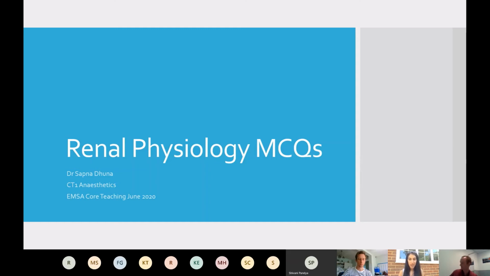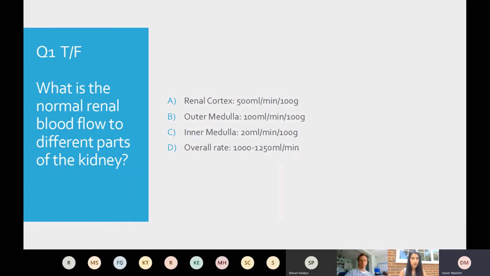Sorry, guys. Hi, I'm Sapna. I'm one of the CT1s in anaesthetics, and I've just got a quick quiz here on some renal physiology. I got some of these questions from primary FRCA books, so they're a combination of true false questions and some single best answer ones. The first couple are just on anatomy, because they come up quite frequently, as I've found in some of the books, and just some basic physiology. So the first question is on renal blood flow.